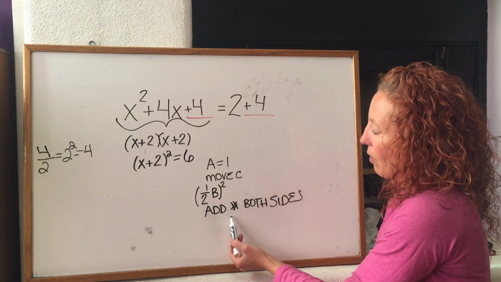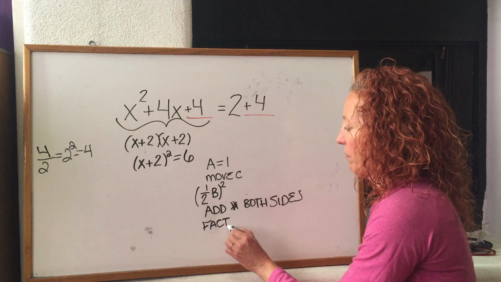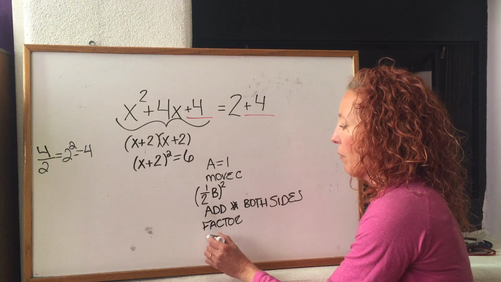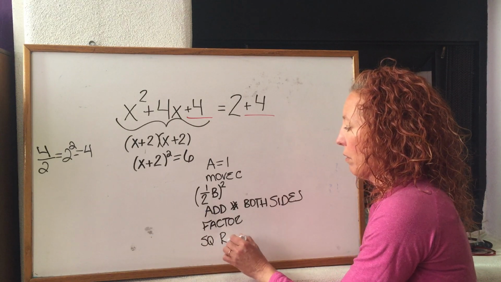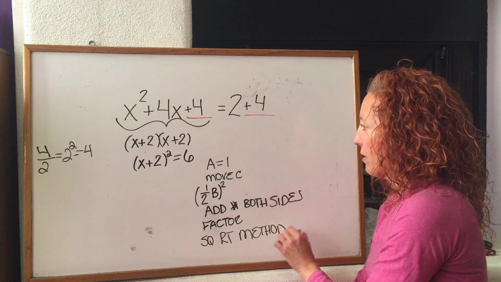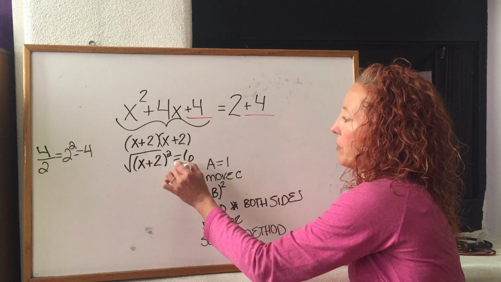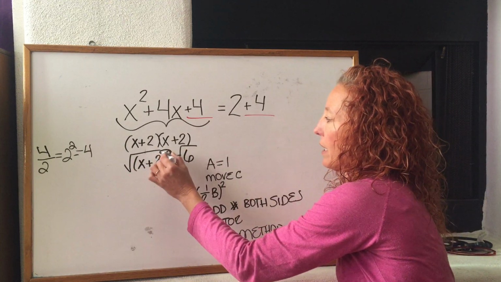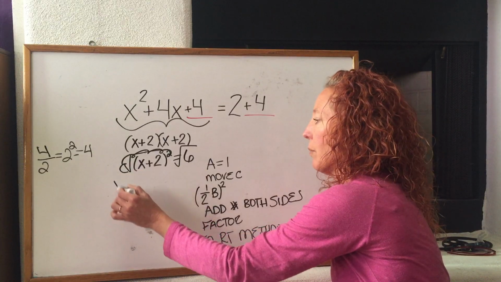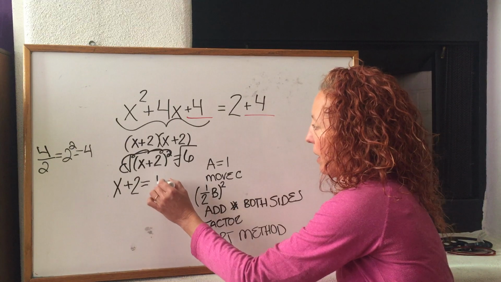So that brings us all the way through there, and we factored it, so that would have been our next step. And now we're going to go back to the square root method. So you see you have that squared term on the left. My next step is going to be to square root both sides. So that's going to cancel that out. So we end up with x plus 2 equals, don't forget the plus or minus.